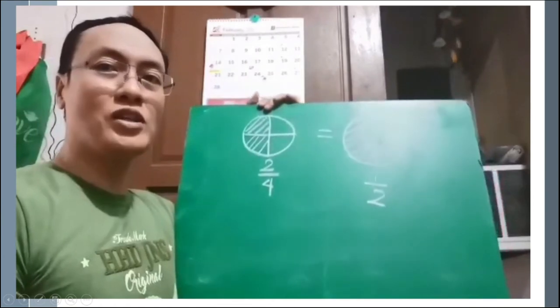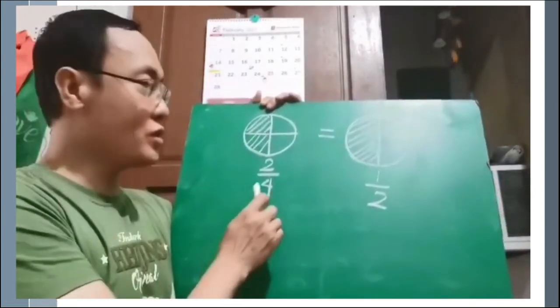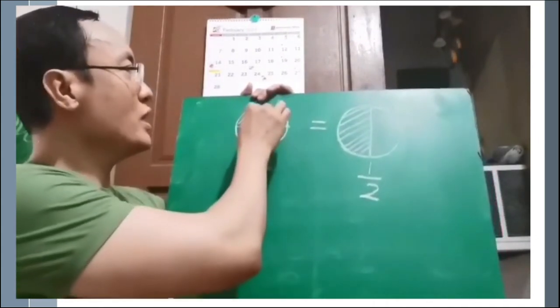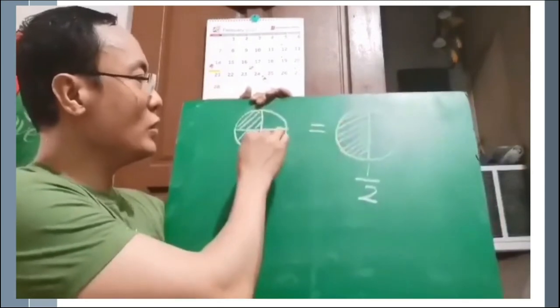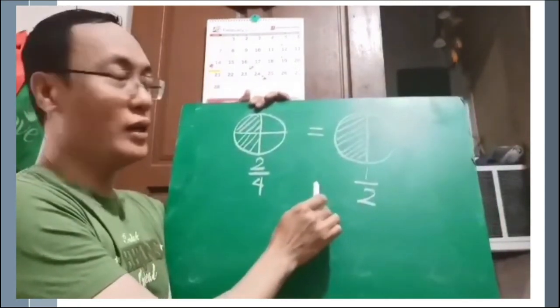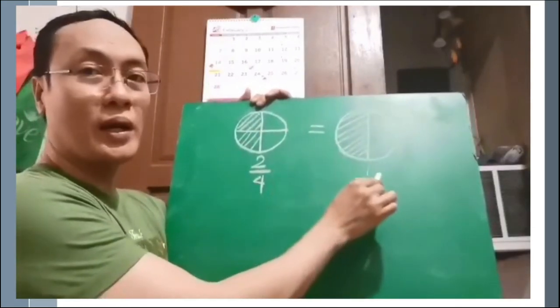Changing fraction to lowest term. Okay, take a look at this illustration. 2/4 is equal to 1/2. Look at the shaded part. And look at the shaded part of 2/4 compared with 1/2. Okay, so nakita nyo equal siya. So 2/4 is equal to 1/2.